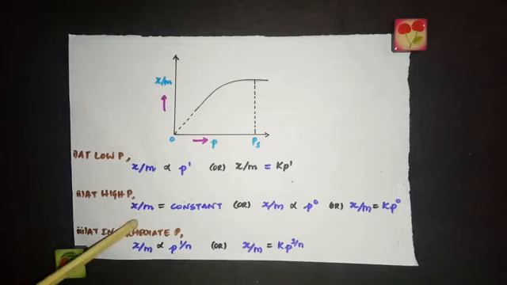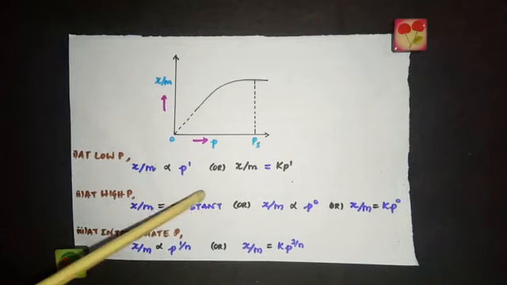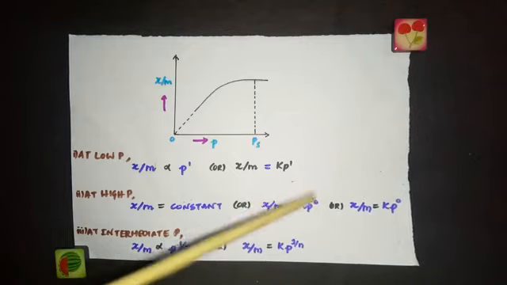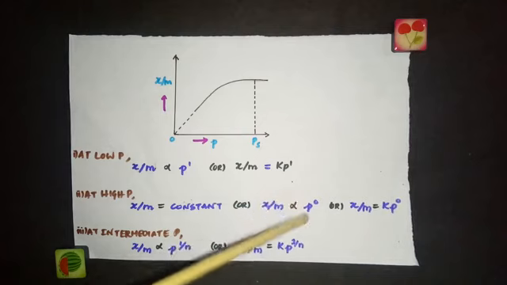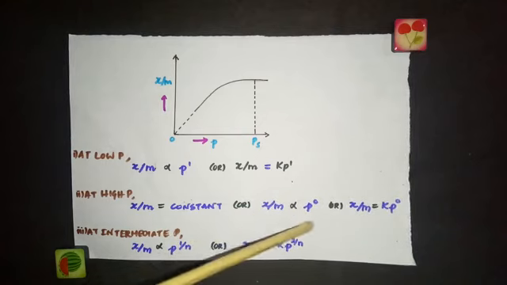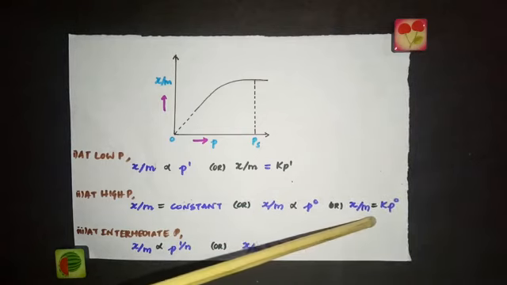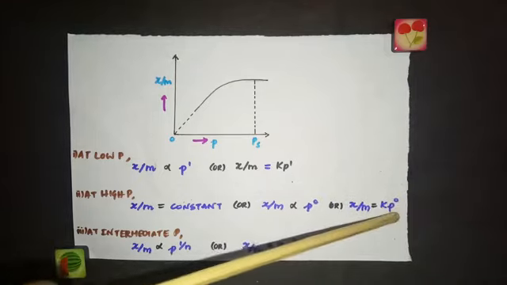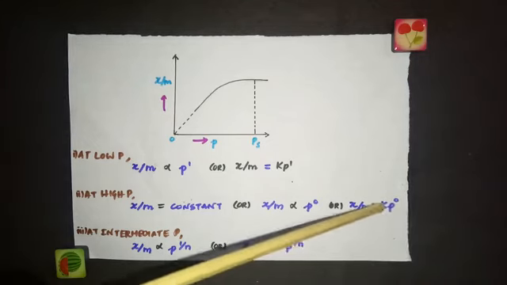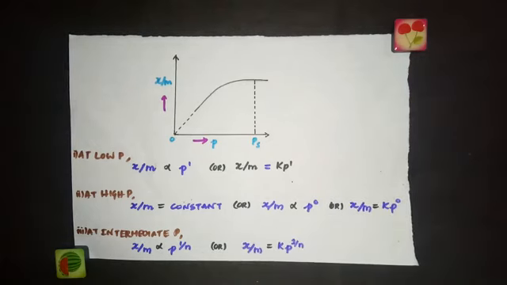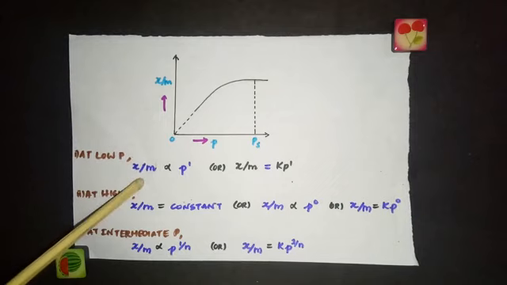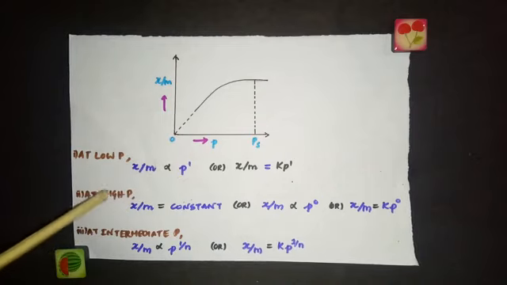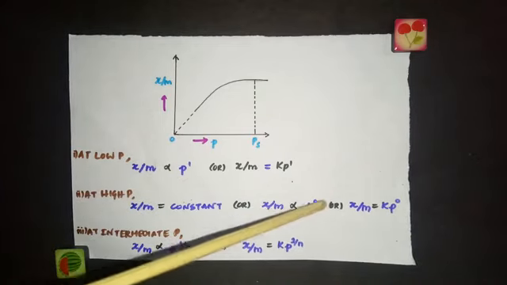That can be expressed as x by m is equal to a constant, or x by m is proportional to p power 0. Pressure power 0 will be equal to 1. So you can say x by m is independent of pressure. Or you can say x by m is equal to k into p power 0. So obviously p power 0 will be equal to 1 and x by m will be equal to k, which is a constant. So at low pressure x by m is proportional to the power of 1 of pressure, and at high pressure it is proportional to the power of 0 of pressure.